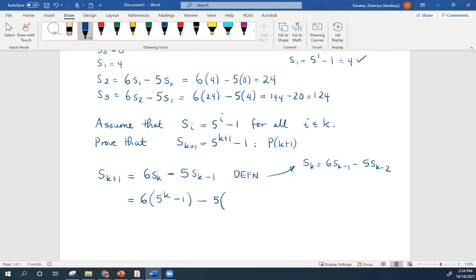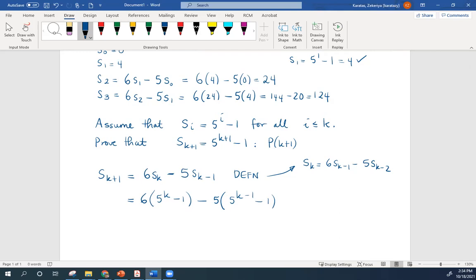See here, here's the strong mathematical induction implementation. In the regular mathematical induction, you only look at the predecessor, but this time you're looking at more, you're going further back. You're looking at k and k minus 1. That makes it strong mathematical induction. So we're going to go with the predecessor of k, which is k minus 1. That's going to be 5 to the power k minus 1 minus 1. So that's what we have. We plug those in.